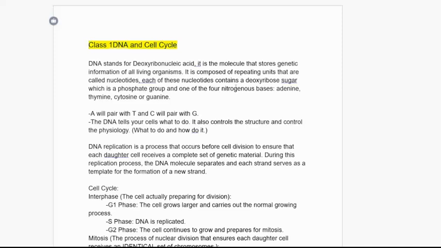And then the DNA tells us what the cell is going to do. It controls the structure, basically how to do it. DNA replication is a process that occurs before cell division to ensure that each daughter cell receives a complete set of genetic material. During this replication process, the DNA molecule separates and each strand serves as a template for the formation of a new strand.